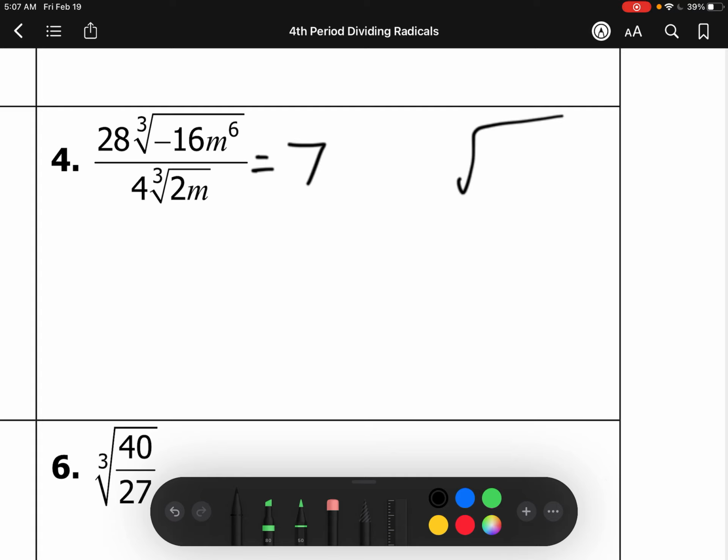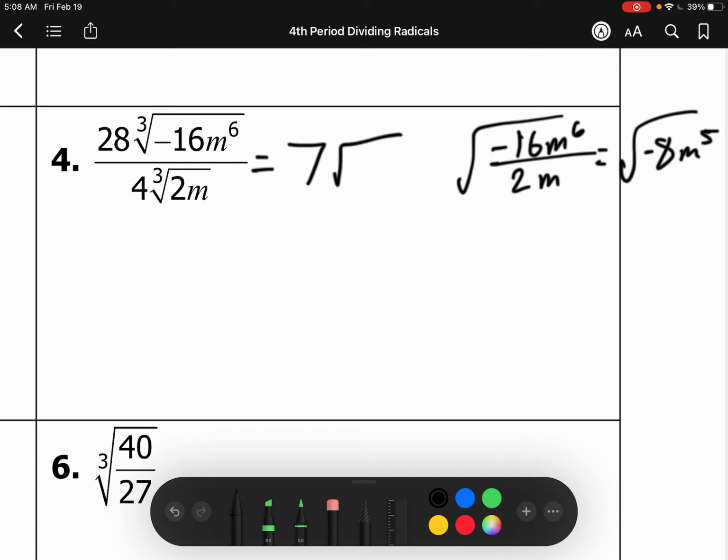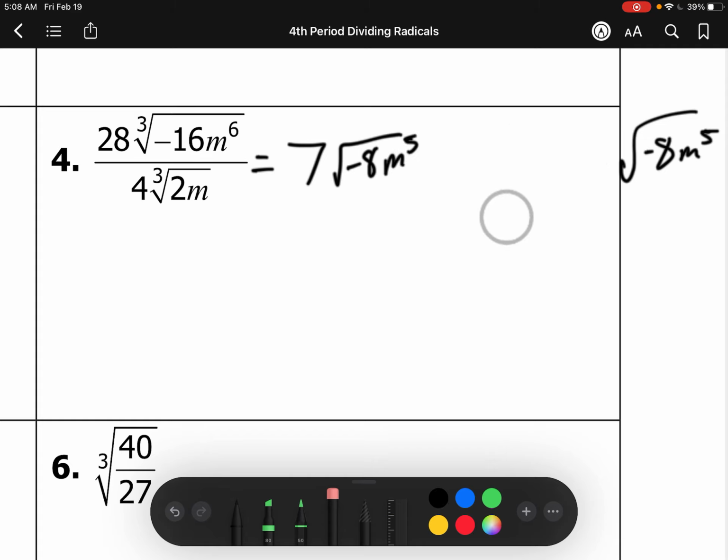This becomes the cube root of negative 16m to the sixth power divided by 2m, right? And when you do this expression right here, negative 16 divided by 2 is negative 8, and m to the sixth power divided by m is going to be m to the fifth power, right? So when we simplify, we have 7 times the cube root of negative 8m to the fifth power. Sorry, it's cube root, right? Our index is 3 here.